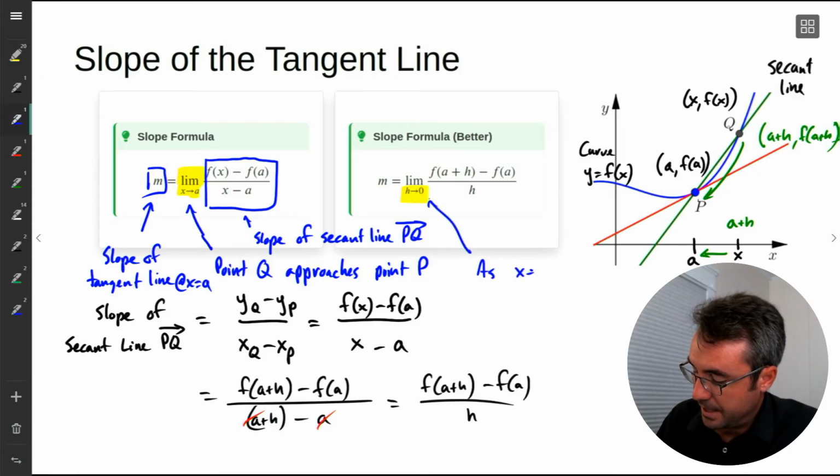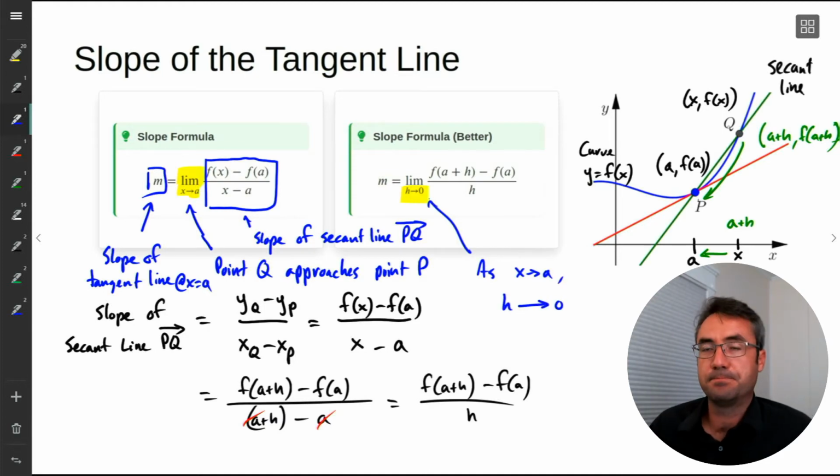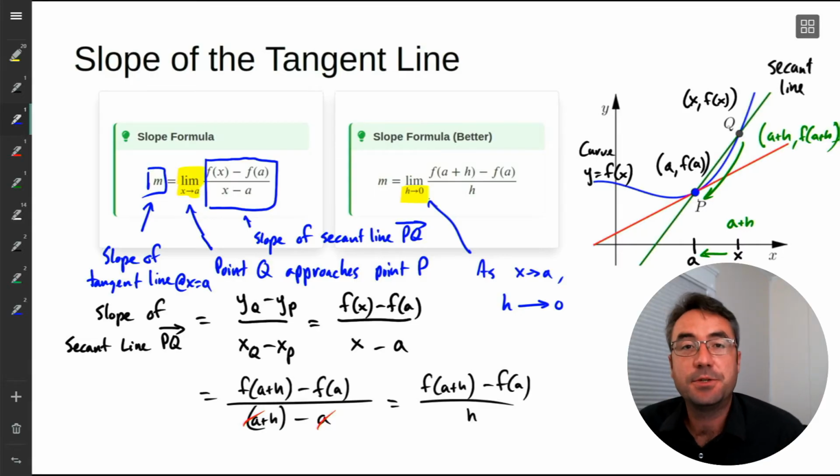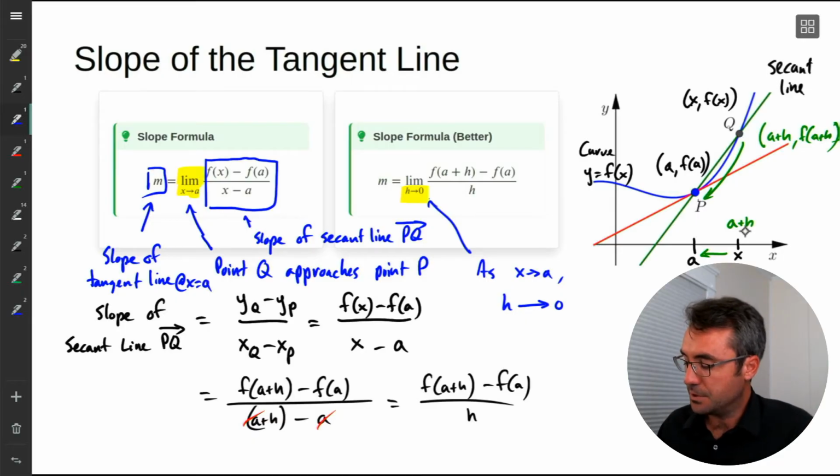As x approaches a, h must be approaching 0. So when we convert the limit, instead of x approaching a, the difference between those two x and a values must be getting closer and closer to 0. So this h value, we must be adding on smaller and smaller values. Okay, so we have these two slope formulas, and both of them are perfectly good to work with. We're probably going to work with this one a little bit more, but we'll try out both of them. Take both for a test run here.